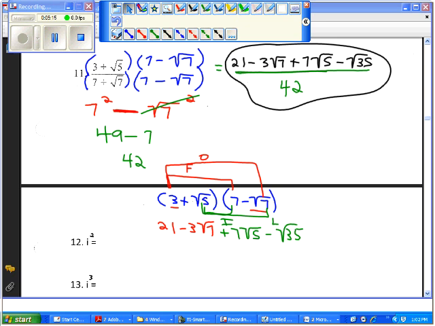So we multiplied by the binomial conjugate and applied the difference between two squares rule to the denominator. The numerator, we had to multiply out those binomials, and so we get a pretty messed up new numerator, okay? Okay, any questions on number 11? I'll let everybody catch up. We still have a few more people still writing.